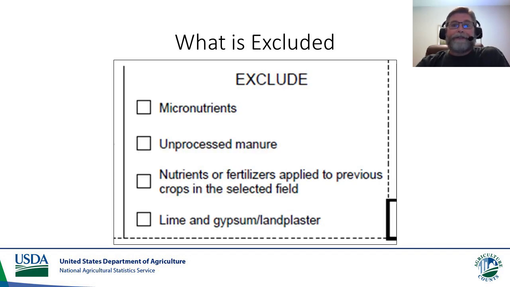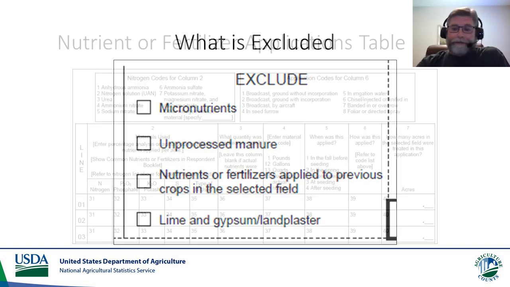Items that should be excluded from the table: you're going to want to exclude micronutrients such as iron, zinc, and boron. You want to exclude lime and gypsum. Also exclude non-purchased manure and unprocessed manure produced and used on the operation. Exclude nutrients or fertilizers applied to previous crops planted in this field, even if the carryover was beneficial to the crop currently in the field.